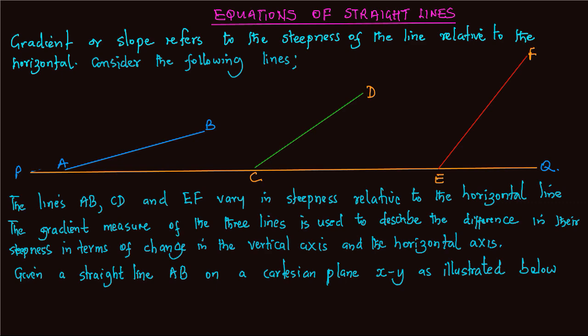Consider the following lines. We have line AB, line CD, line EF, inclined on a horizontal line PQ. The lines AB, CD, and EF vary in steepness relative to the horizontal line PQ.